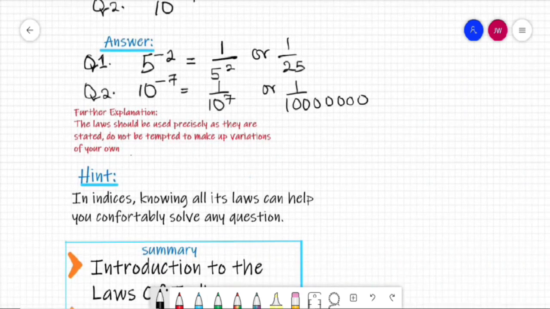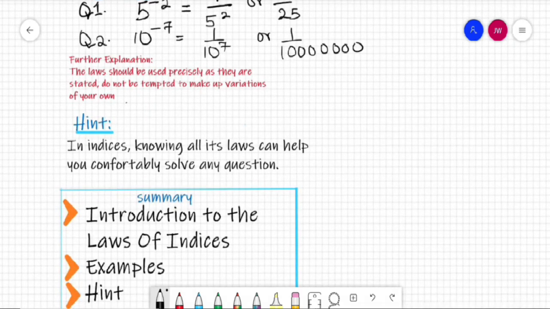So further explanations. The laws should be used precisely as they are stated. Do not be tempted to make up variations of your own. These laws are very important, and they should be used precisely as they are stated. Do not change or make up your own variations. Hint: in indices, knowing all its laws can help you comfortably solve any question. So knowing these laws will help you in solving any question on indices.